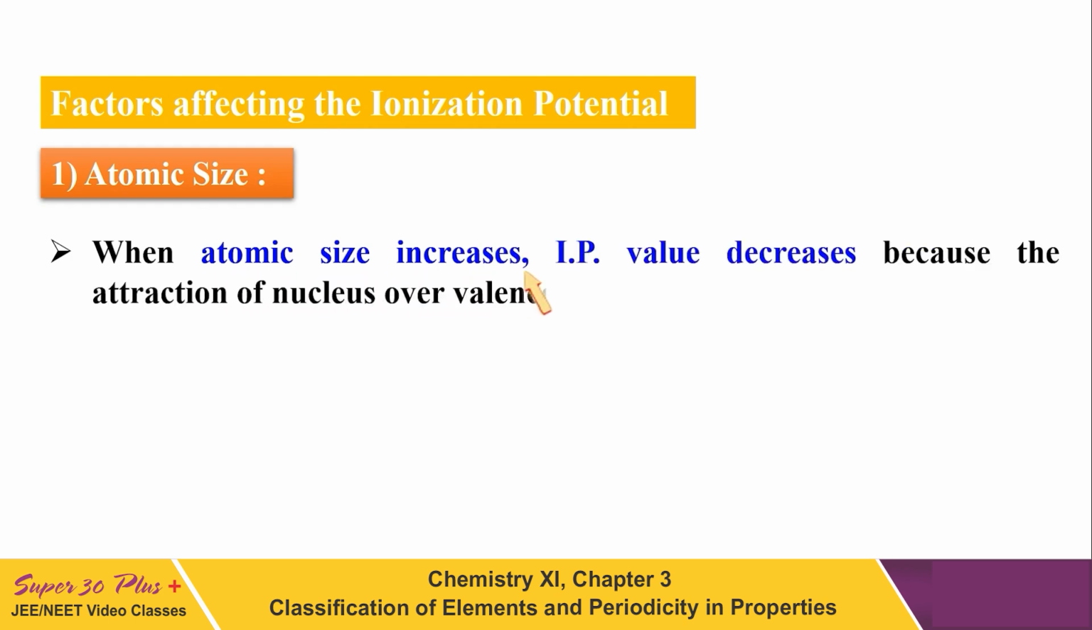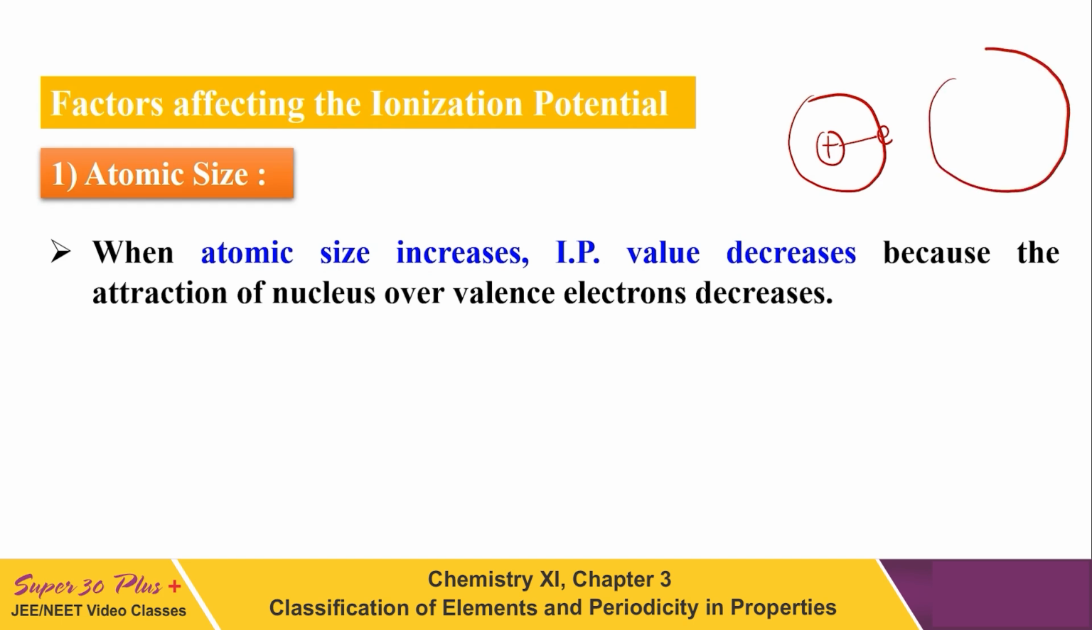See, it is easy to remove an electron from the large atoms, because in the smaller atoms, the attraction of the nucleus towards the outer electron is more. But what about the larger atom? For the larger atom, there is a greater distance between the center of the nucleus and the outer electron. So the effective nuclear charge is more for the smaller atom. That is the reason why it is difficult to remove an electron from the smaller atom.